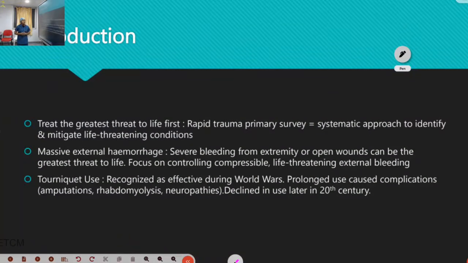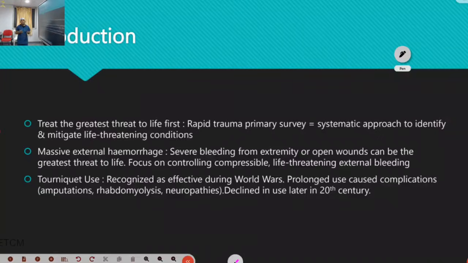Coming to the introduction, the principle behind introducing this X parameter prior to the assessment of airway is to make sure that we are managing the life-threatening cause, which is a very common condition that can result in death due to trauma. So the primary principle is to treat the greatest threat to life first.